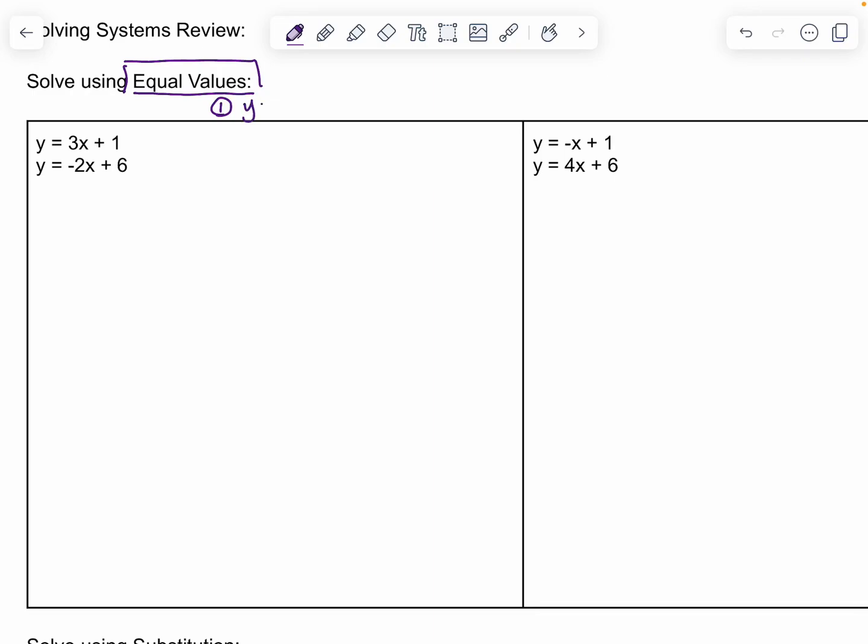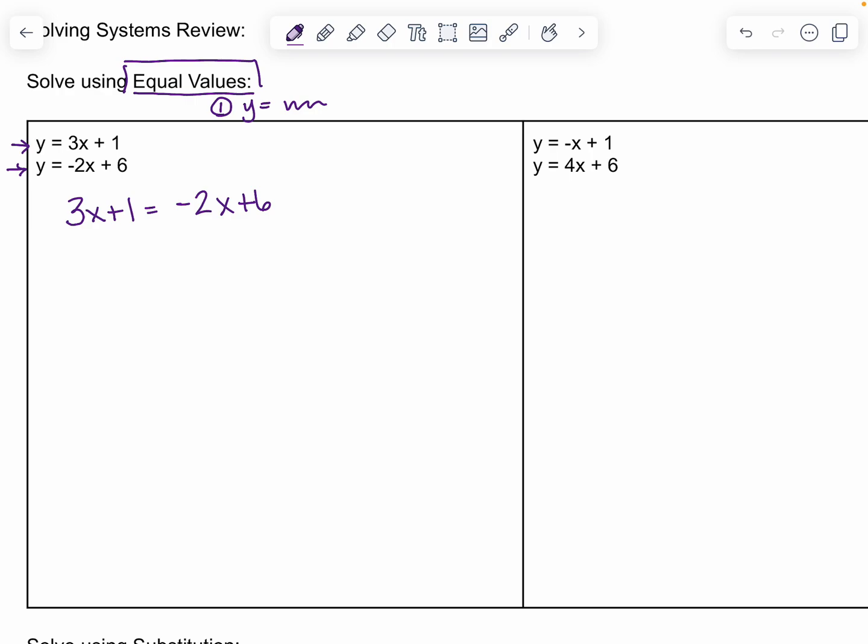is that they are both in y equals format. This one is y equals 3x plus 1. This one is y equals negative 2x plus 6. Because they are both equal to y, they have to be equal to each other. And you can set the other parts up in an equation just like this.